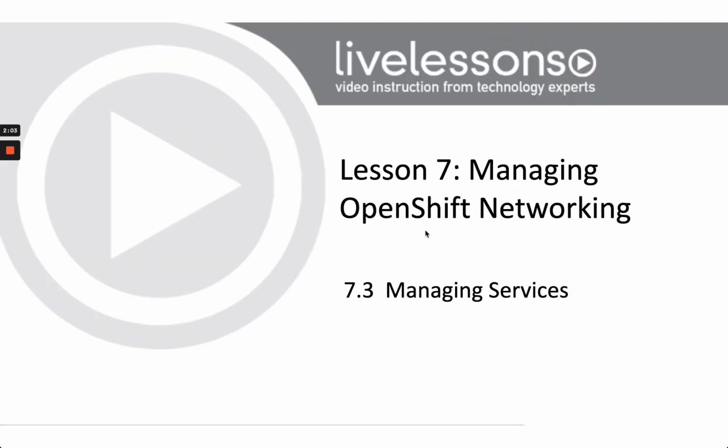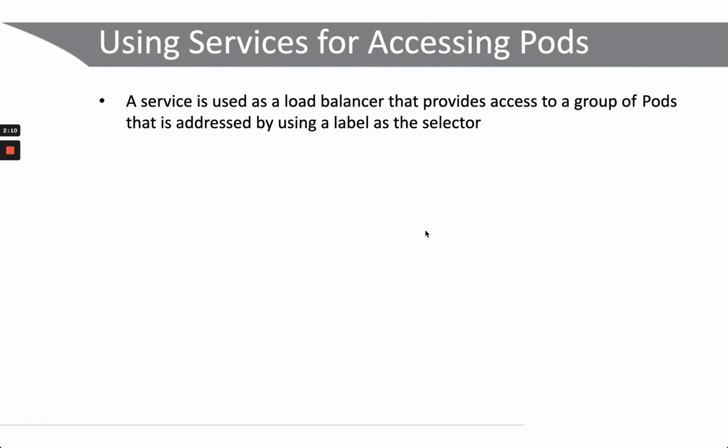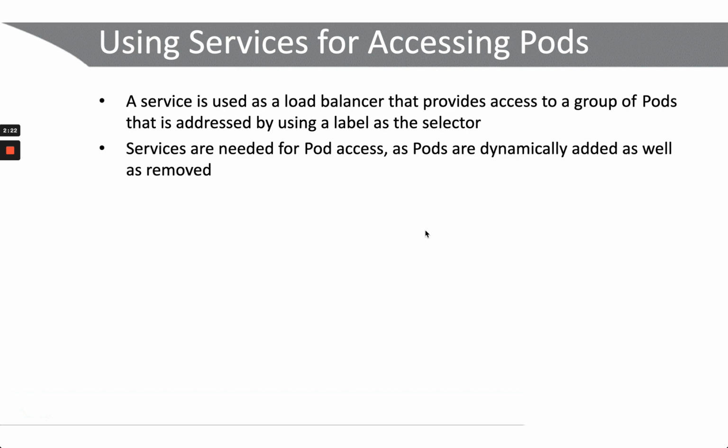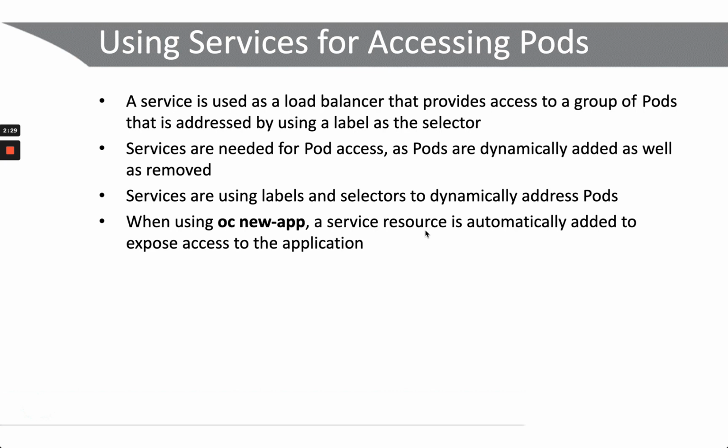Good. Let's first talk a little bit more about using services to access the pod. So the service is used as a load balancer that provides access to a group of pods that is addressed by using a label as a selector. And services are needed for pod access as pods are dynamically added as well as removed. And services are using labels and selectors. And when you use oc new-app, a service resource is automatically added.